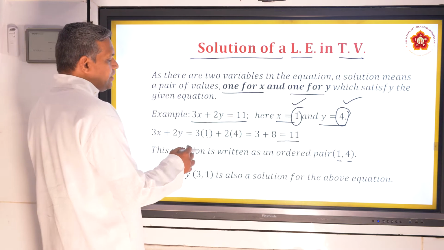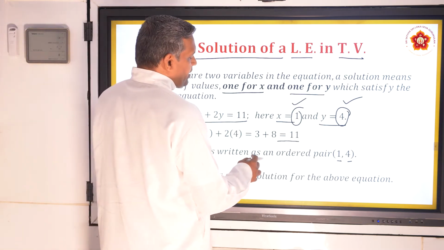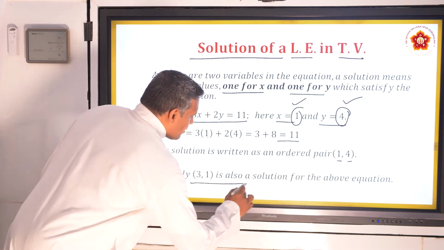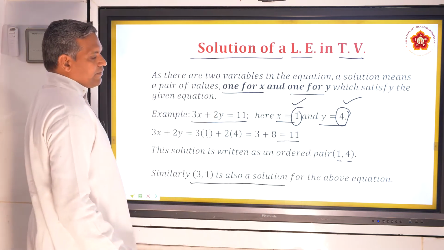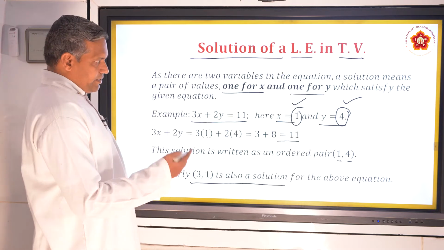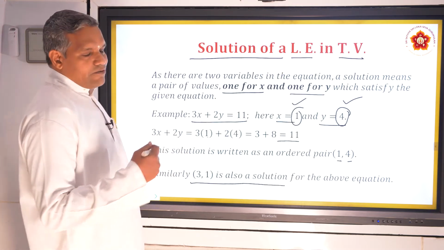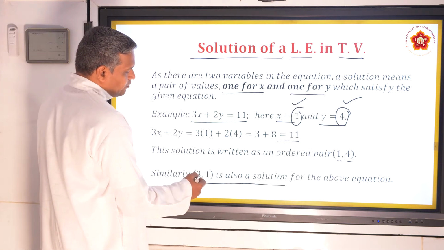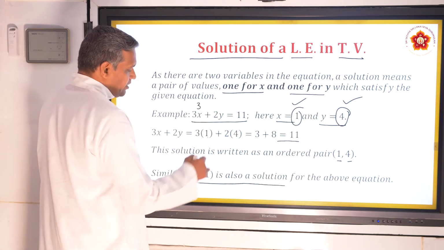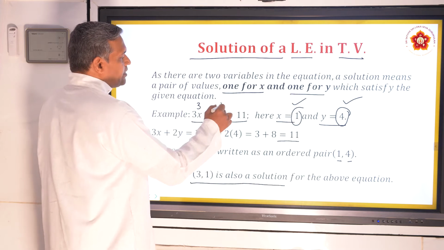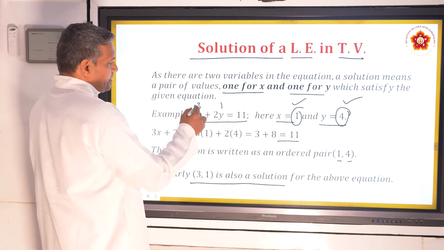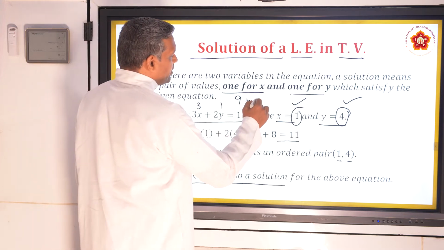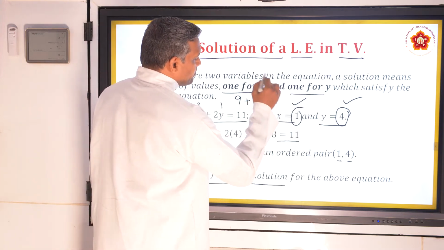Now, this solution is also written as an ordered pair, 1 comma 4. Similarly, 3 and 1 is also a solution for the above equation. You may wonder, is there only one solution or do we have multiple solutions? Look into this. Substitute the value: in the place of x, you substitute 3, in the place of y, you substitute 1. Check whether you will get 11 or what. So 3 3s are 9 and 2 1s are 2. 9 plus 2 is also 11.